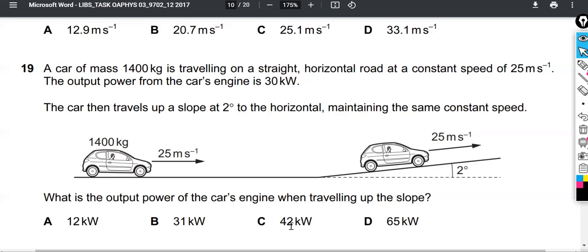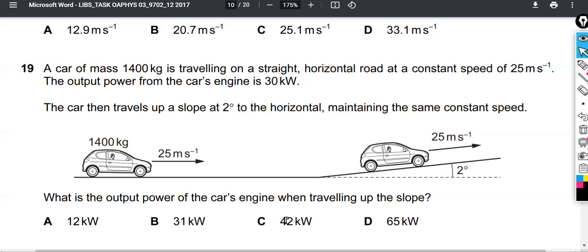C, 42, because some students will forget to add back in the 30 and they will choose A incorrectly because they calculated that as the extra power needed. So that's just sort of recognizing that A is the answer that's designed to capture those students that calculate everything correctly, but forget to add back in the 30 kilowatts initially. 42 must be the correct answer. I'm pretty sure, but you should do the math and prove it to yourself.